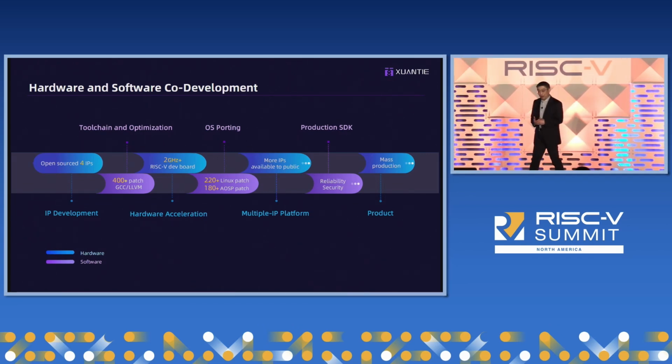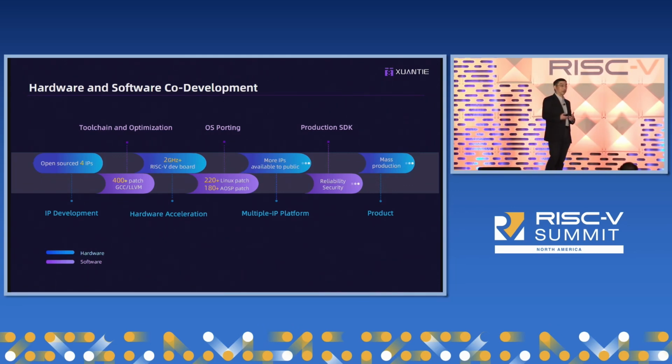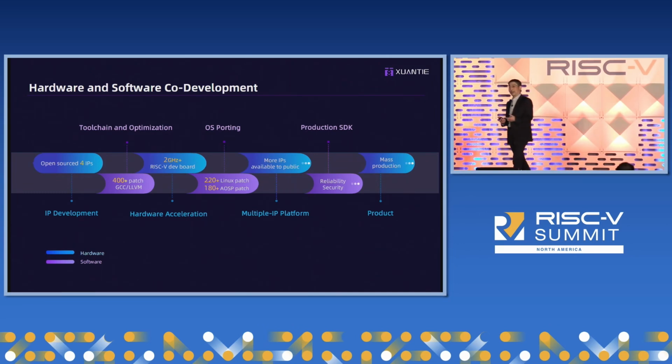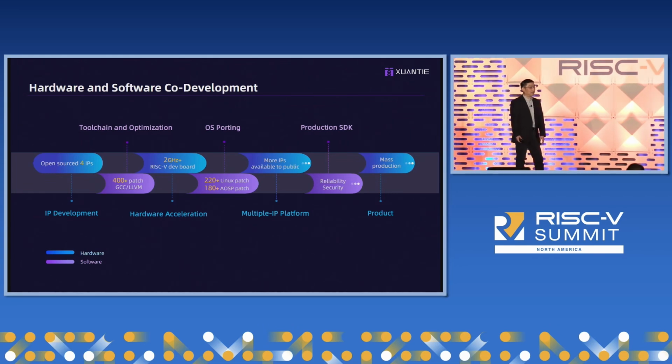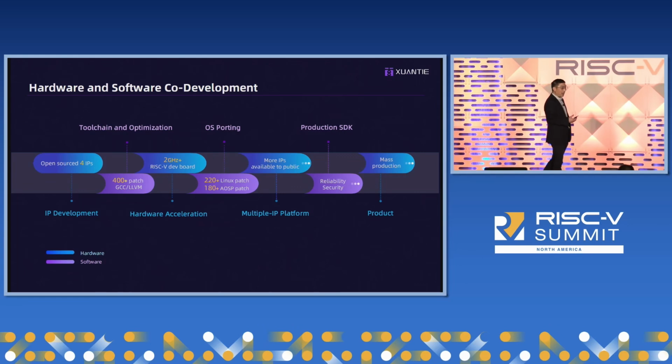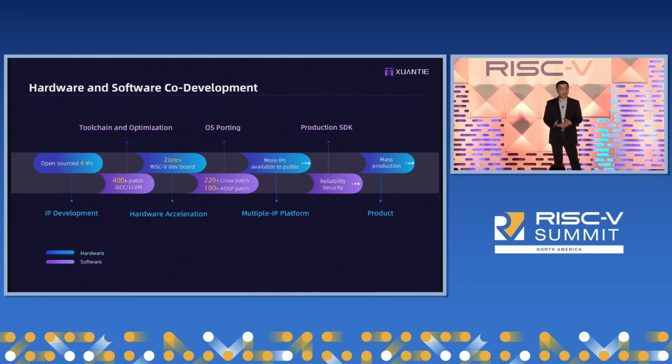Then more IPs followed, available to the public as a platform. We call it a template, so that our customers or communities can easily modify this design into their own designs. When they do the porting and the design, we definitely need an SDK for their own products, finally, for mass production. So we also provide the software for the designs for our customers.